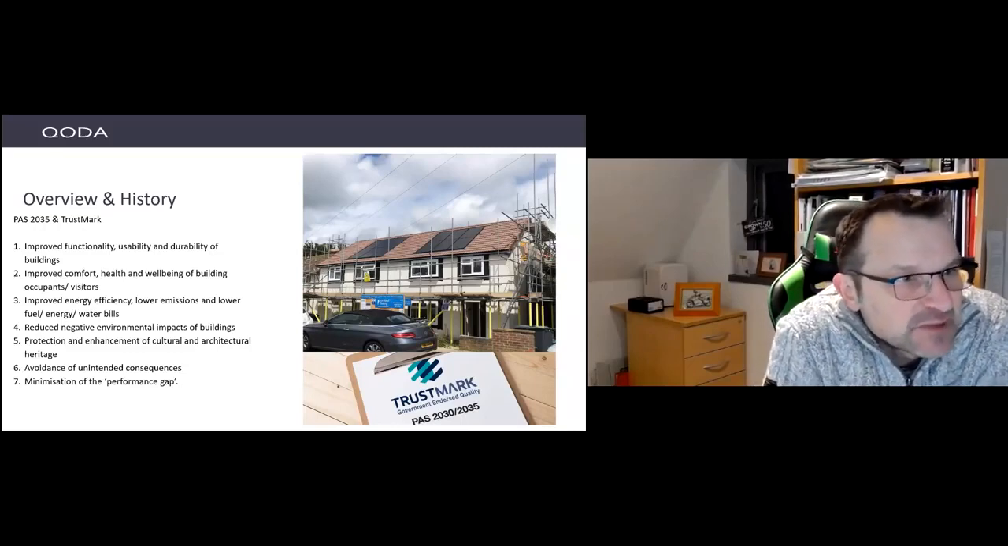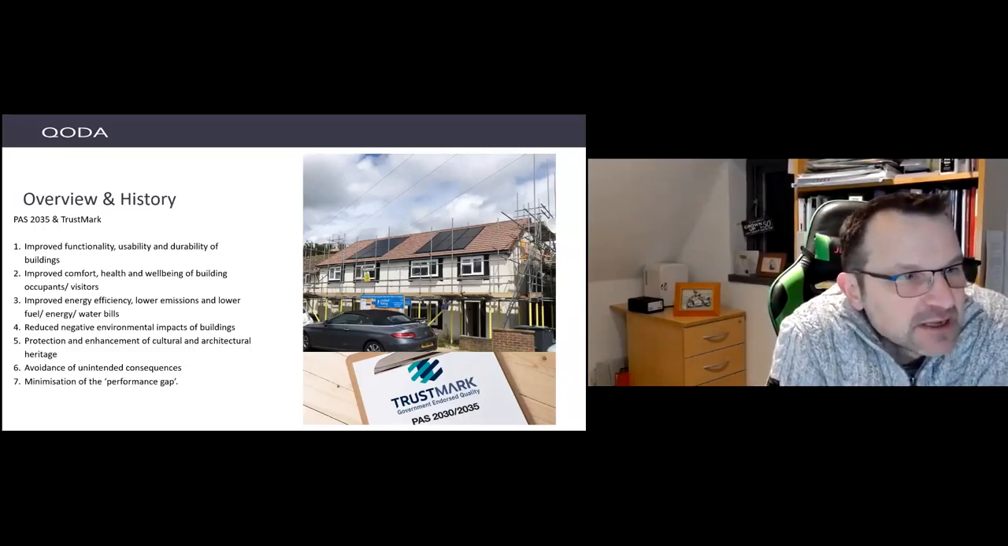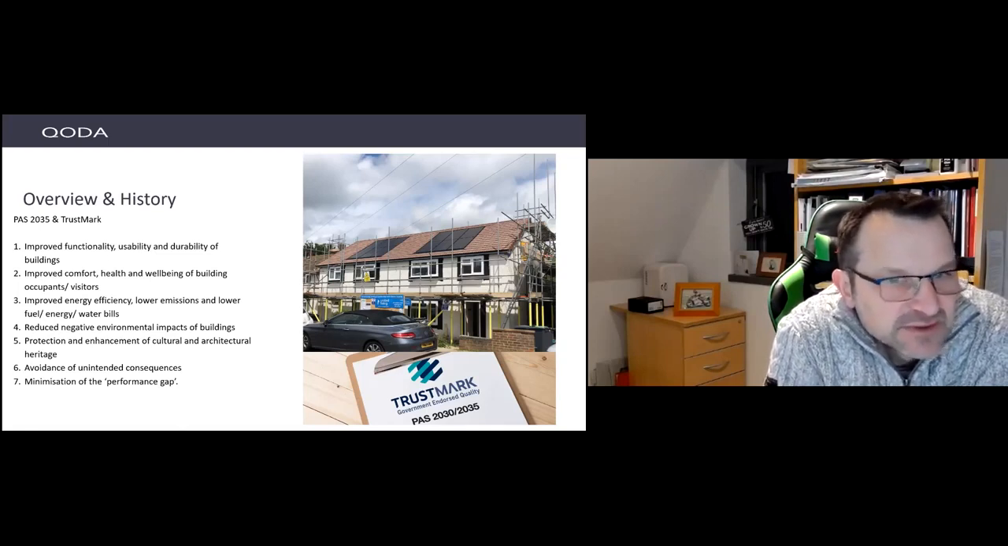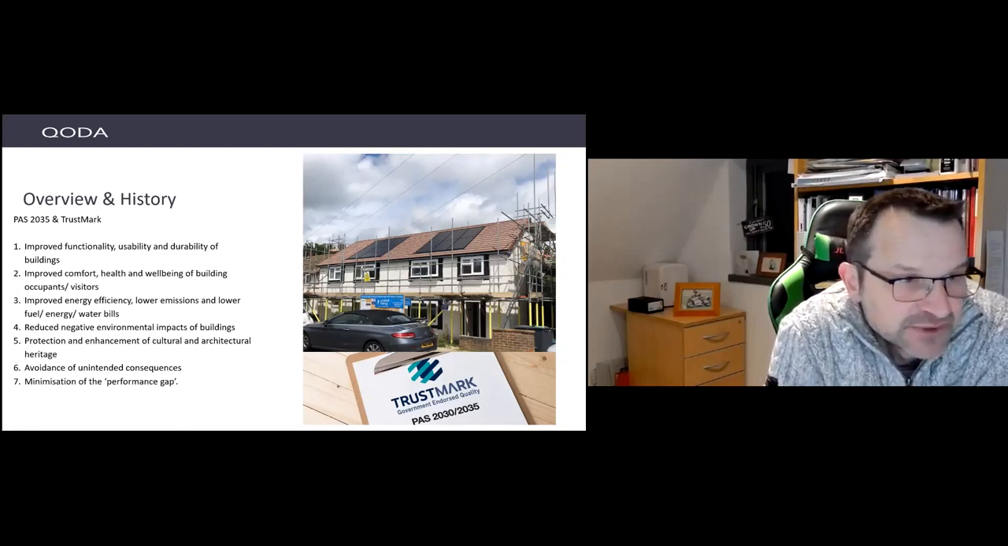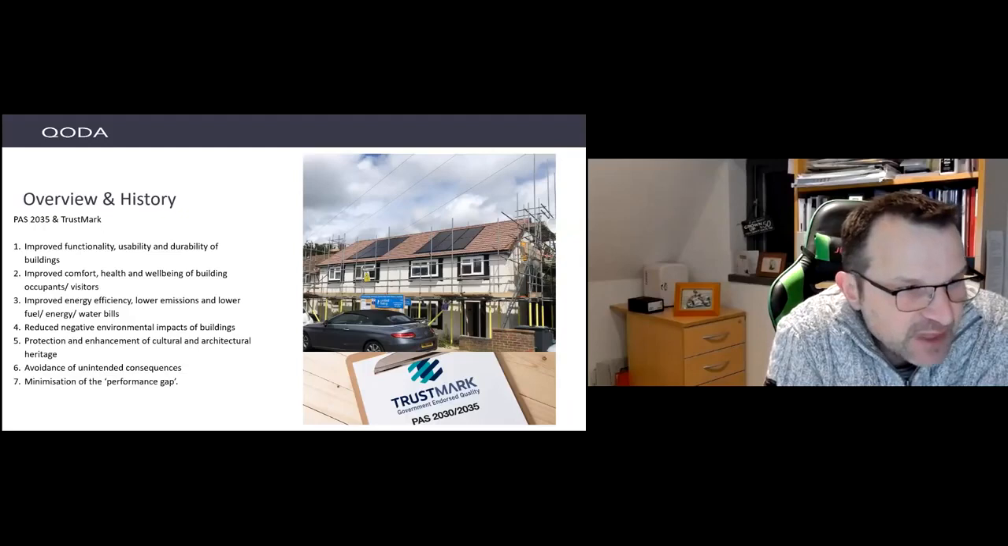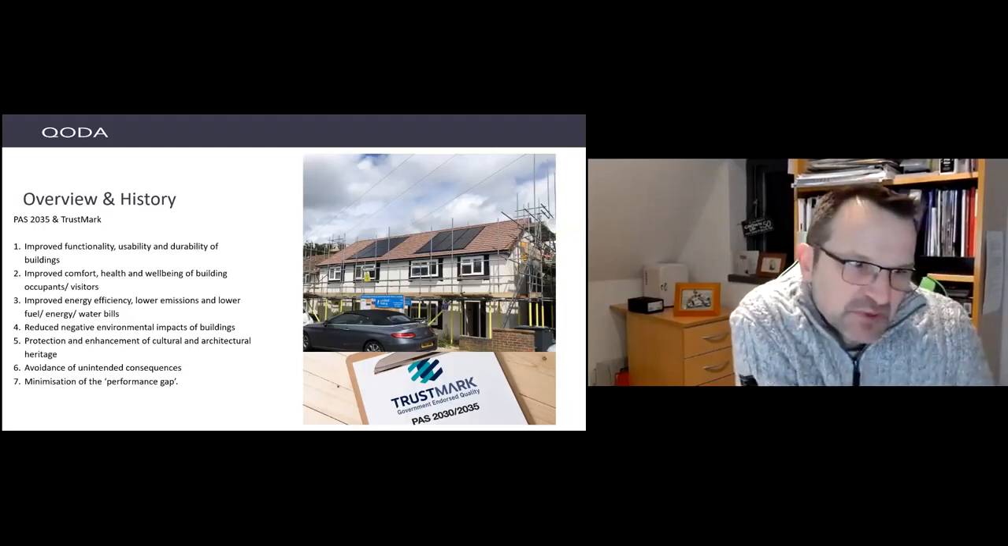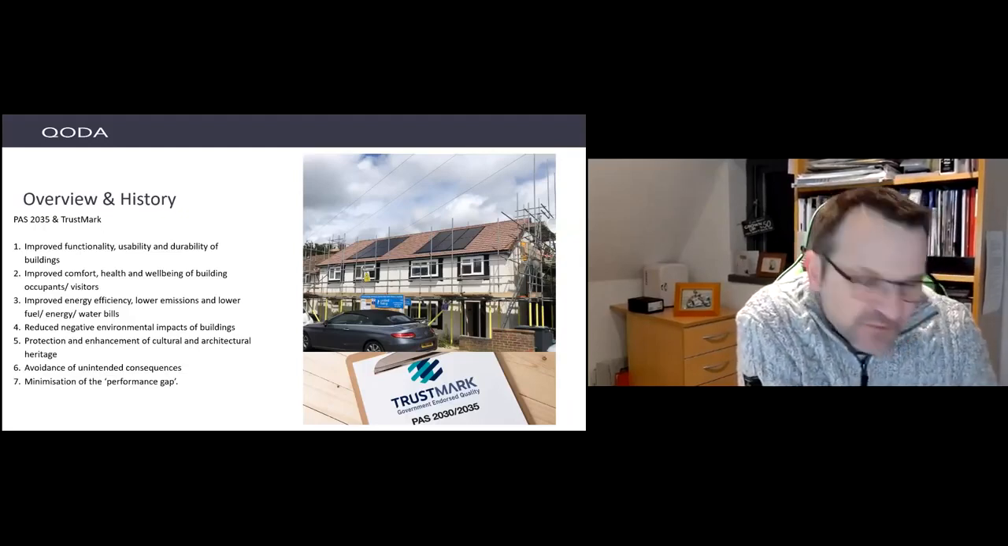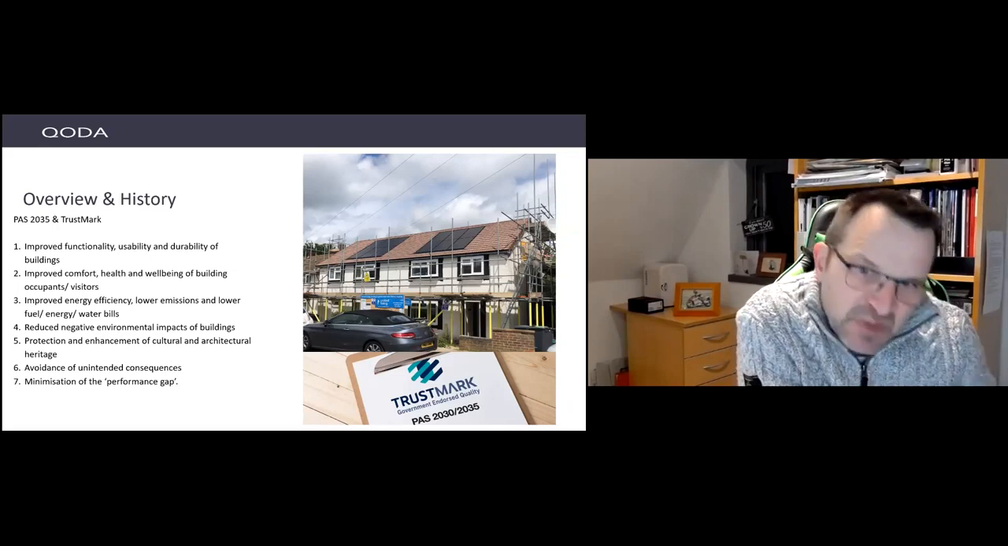So we're very much about PAS 2035 is to try and give an improved comfort and health for the occupants of the buildings. And also, of course, trying to reduce their energy bills is a very important element of what we're trying to do. And the last one on the bottom is this minimization of the performance gap. It keeps coming back to quality.